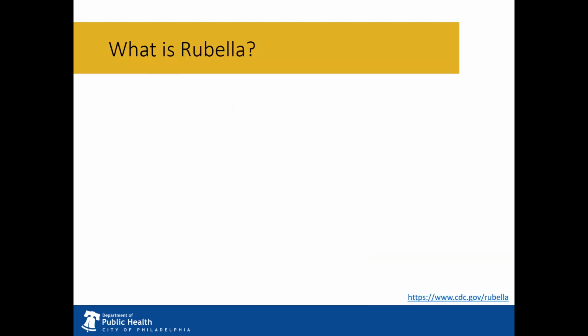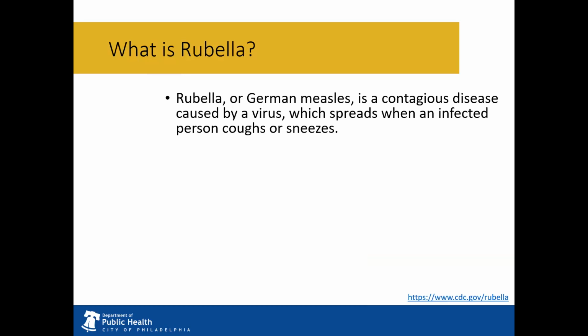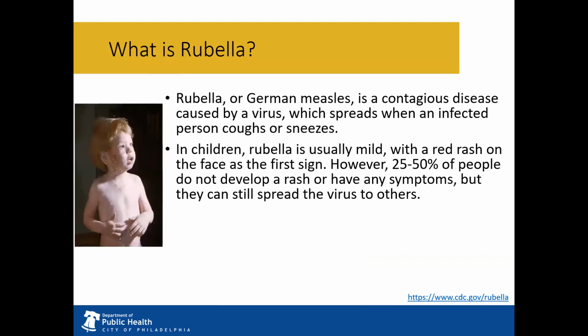What is rubella? Rubella, or German measles, is a contagious disease caused by a virus which spreads when an infected person coughs or sneezes. In children, rubella is usually mild, with a red rash on the face as the first sign. However, 25 to 50% of people do not develop a rash or have any symptoms, but they can still spread the virus to others.